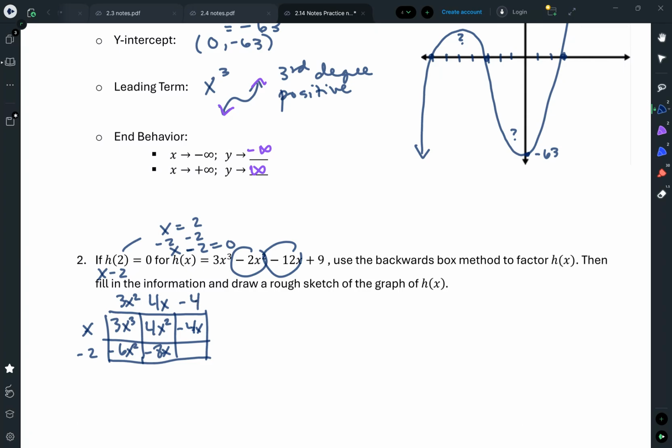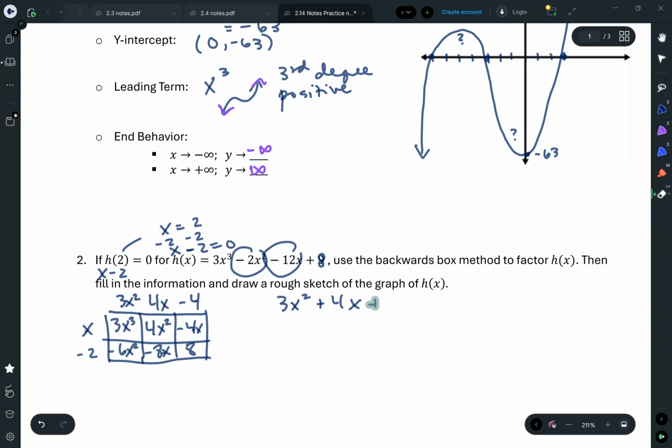Negative 4 times negative 2 is positive 8. So I have a note here to pretend that this is 8. Otherwise, it doesn't work. So let's use 8. So if it's 8, it magically factors. Now we're having to factor 3x squared plus 4x plus 4, or sorry, minus 4. So for that, I'm going to use a box again.